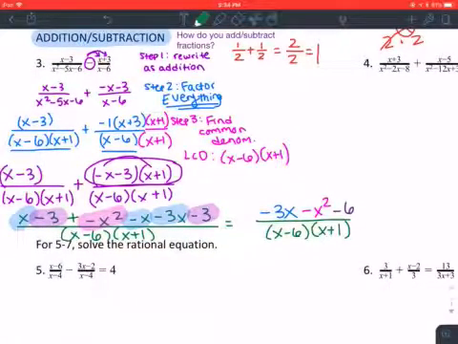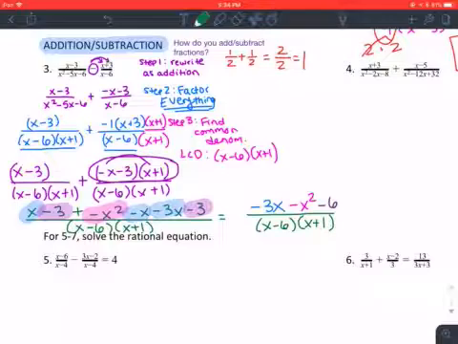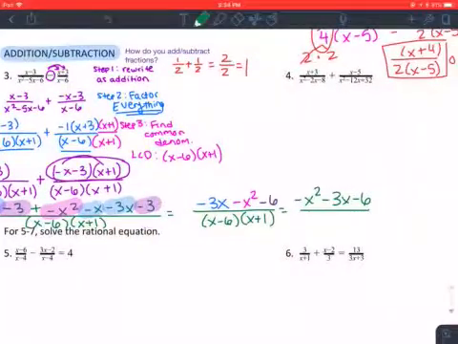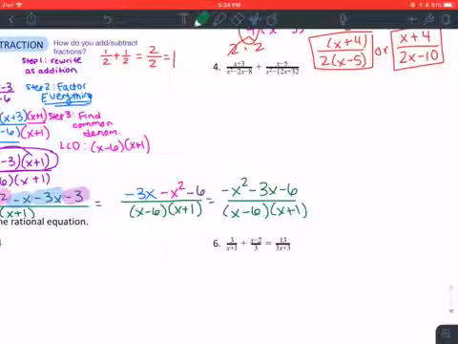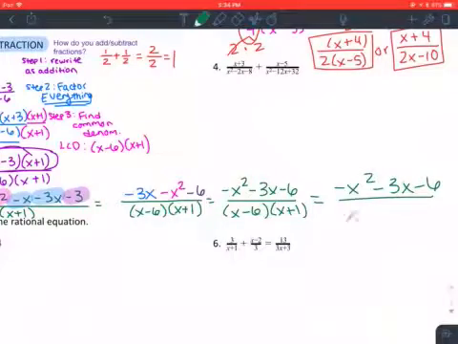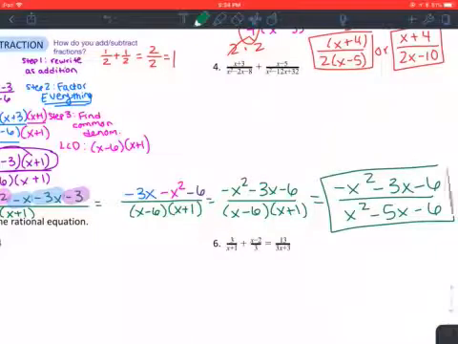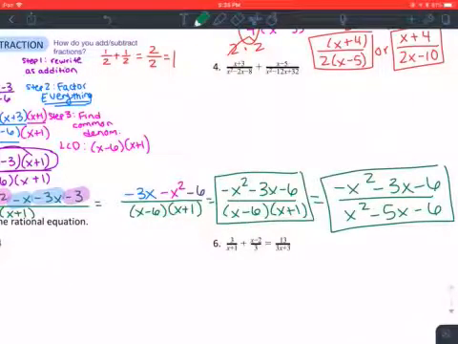Now, although this is equivalent to the correct answer, most likely, especially if this were multiple choice, it would be written in standard form. So we would have our negative x squared first, then minus 3x, then minus 6, all divided by, and you can leave your denominator as x minus 6 times x plus 1, or you can actually FOIL that out, multiply out, and you get your denominator is x squared minus 5x minus 6. So either of these answers are okay.